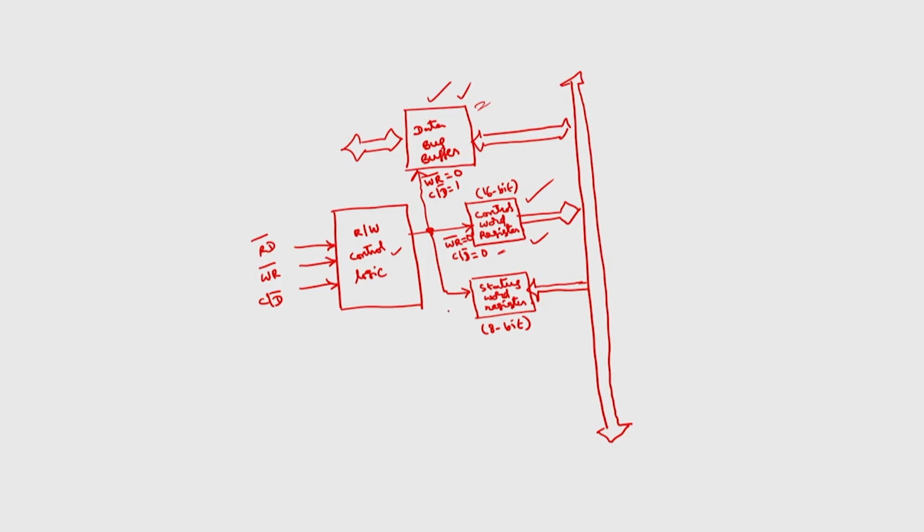Similarly, read bar is equal to 0. So, we can read something, either from the status register or from the data bus. Here also read bar can be 0. Now, when read bar is equal to 0, whether the microprocessor is going to read from the data bus buffer or status word register will again be decided by C by D bar. If C by D bar is equal to 1 and RD bar is equal to 0, this refers to status word register. If C by D bar is equal to 0, RD bar is equal to 0, it refers to data bus buffer. This is about the functions of read bar, write bar and C by D bar signals.